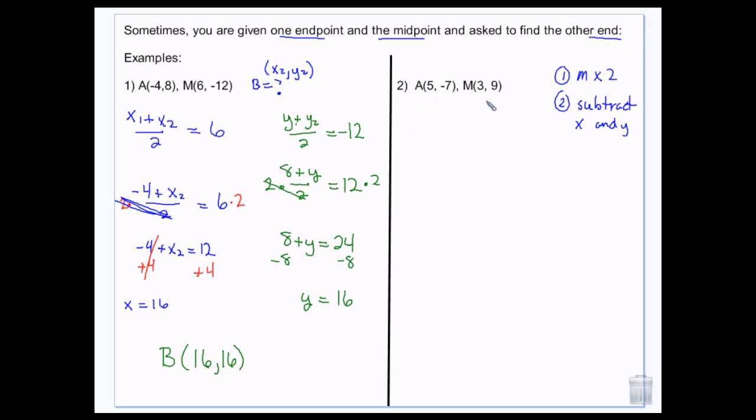Setup is confusing. What you can do is you can take m, right? Multiply it by 2. So that'll give me 6 and 18. And then I can subtract 5 and negative 7 from that.